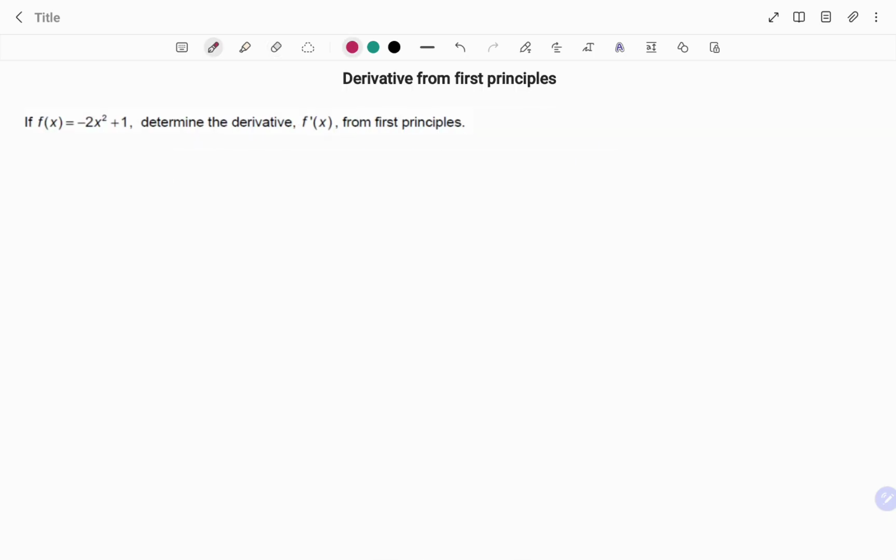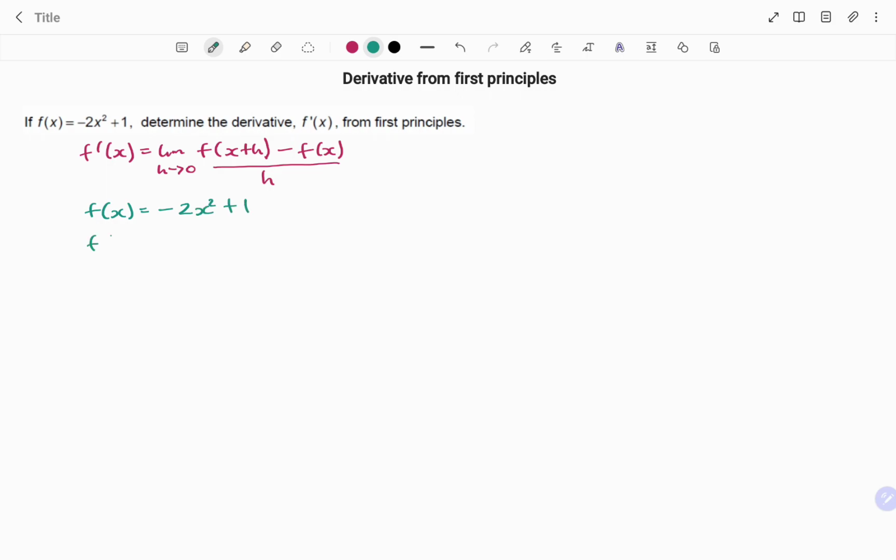In the first example, I have: if f of x equals minus 2x squared plus 1, determine the derivative f prime of x from first principle. The formula to use, I'm going to start by writing my formula, is f prime of x equals the limit as h tends to 0, f of x plus h minus f of x divided by h. From our question, we've been given our f of x to be minus 2x squared plus 1.